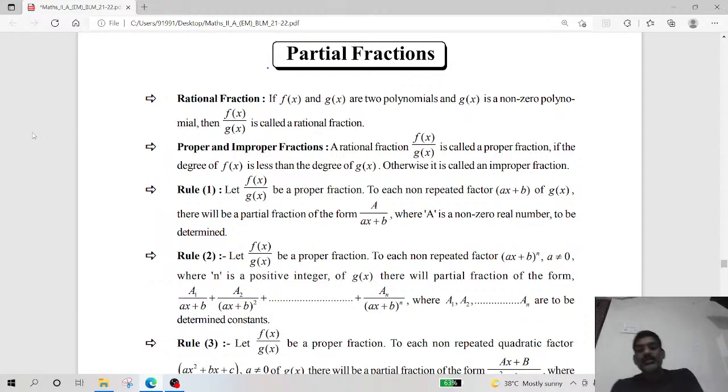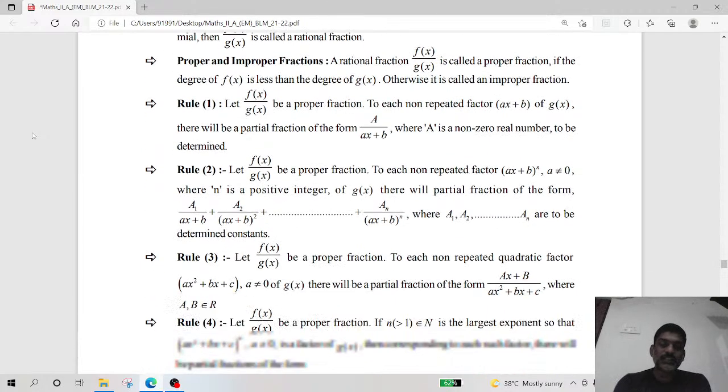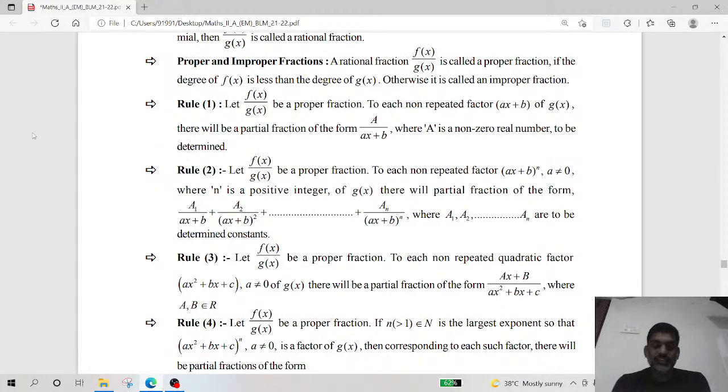Rule number 3. Let f of x divided by g of x be a proper fraction. To each non-repeated quadratic factor ax square plus bx plus c of g of x, there will be a partial fraction of the form Ax plus B divided by ax square plus bx plus c, where A, B belong to R.